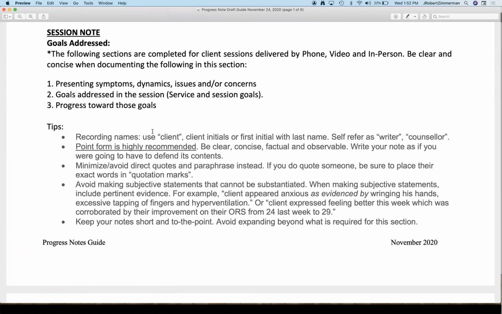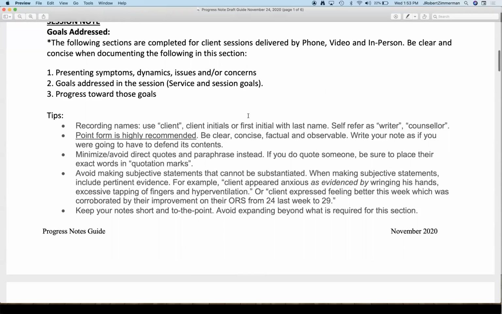We want to record in point form presenting symptoms, dynamics, issues, and/or concerns, and goals addressed in this session, whether they be service agreement goals or session goals, talked about in the session or previous session. Progress towards those goals would also be recorded here. Some tips for this section.